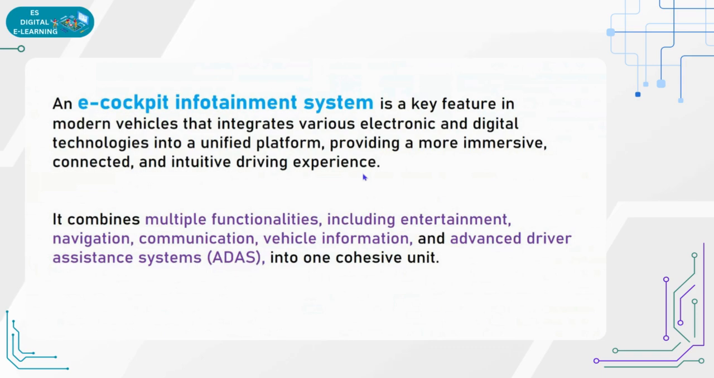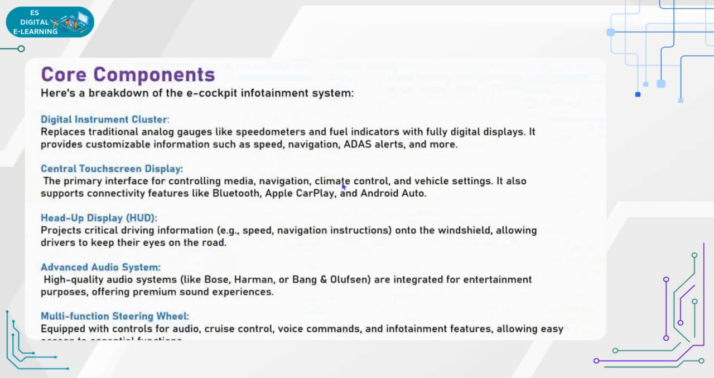Whatever the driver wants to see, or whenever he's driving, some notification he needs to get, some GPS update it should get, some part of entertainment it should get. Everything should be on the front. So all the multiple functionalities will be in front of the driver, and that's what he experiences. So what are the major components of the e-cockpit?